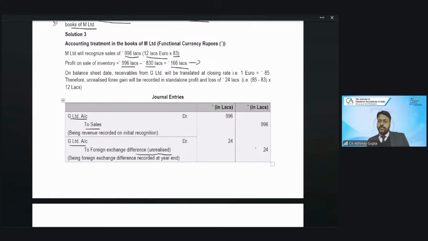So 24, 2 into 12, right? So 24 lakhs is the additional amount which we will be reinstating our debtor at on the closing date, right? This is what we generally do for all the debtors and creditors on the closing date, correct? So that is the reinstatement.